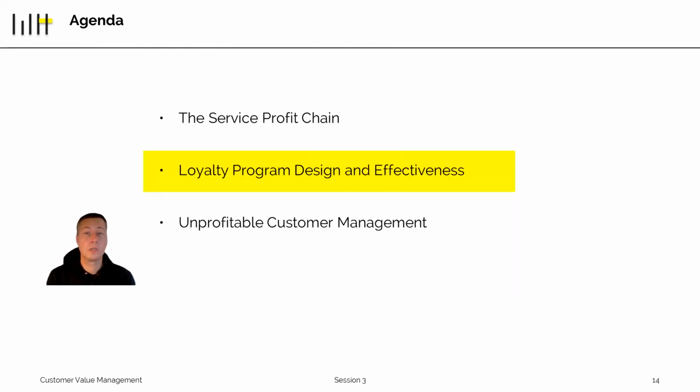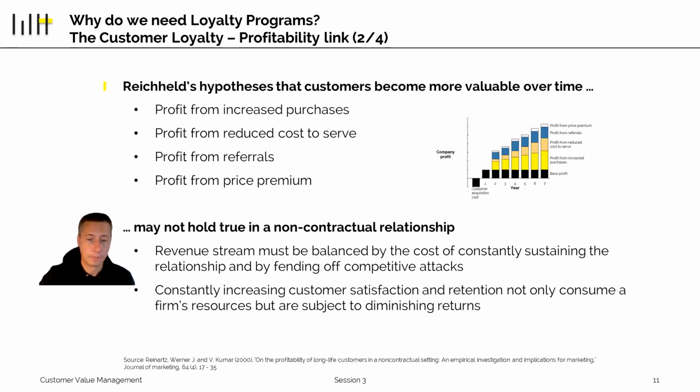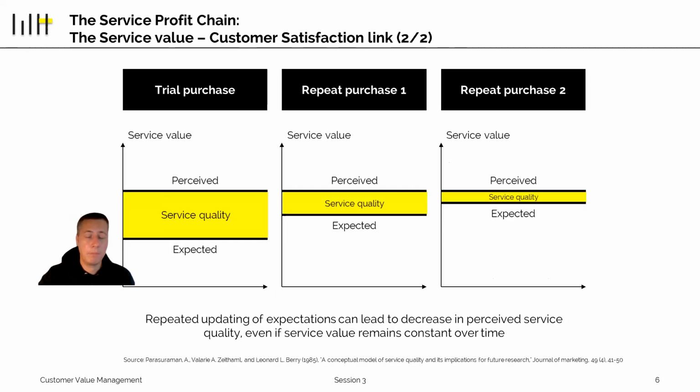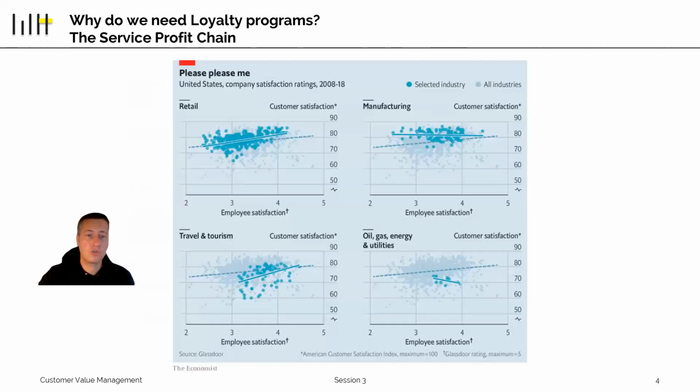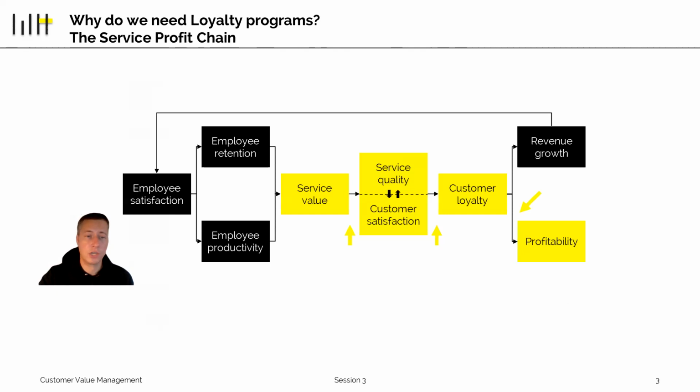And this is the reason why we need loyalty programs, because in a perfect world, let me go back to that slide. In a perfect world, we would simply trust in the service profit chain. And the only thing which we would do is invest in employee satisfaction. But the link between service value and service quality is shaky because of this difference between expectation and perception. The link between satisfaction and loyalty is shaky for the reasons that we explained.